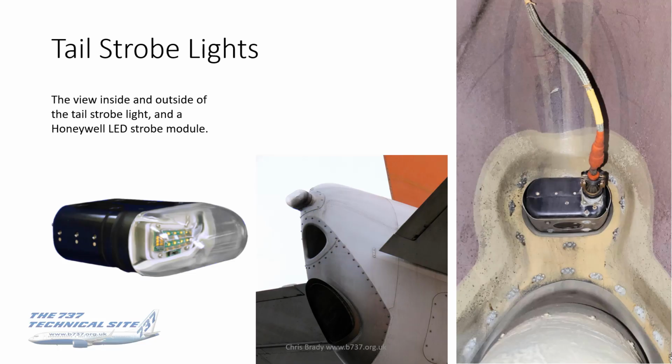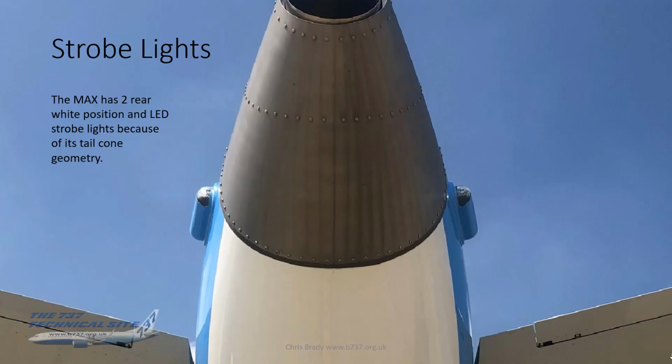flashing strobe. So these days, you know, all new aircraft are being manufactured with LED ones. And most airlines are replacing their old xenon ones with LEDs on an attritional basis. So as the old one breaks, replace it with one of these. The Max, slightly different arrangement. As we know, it's actually got two rear white position and LED strobe lights, and that's simply because of the tail cone geometry. There is nowhere to put just one light that would be effective, so we've got two, one on either side.